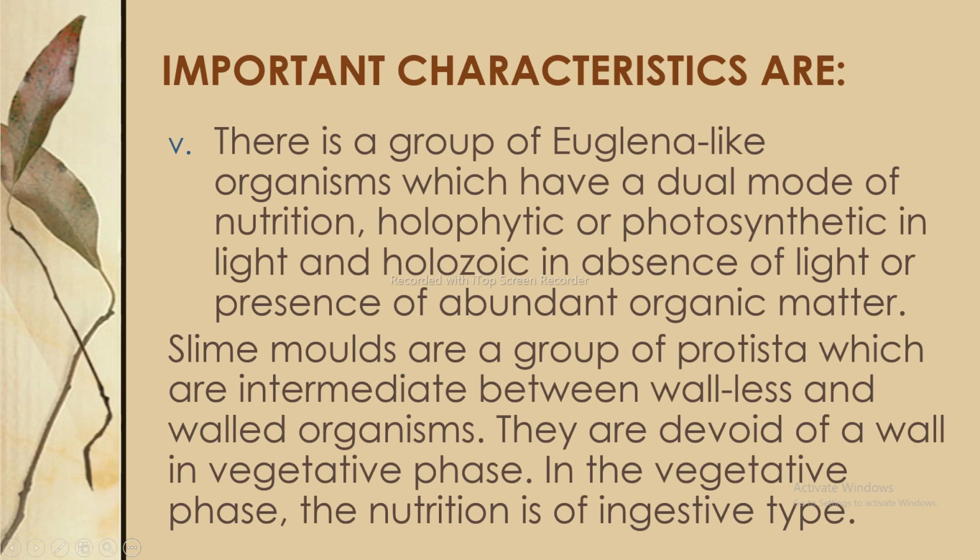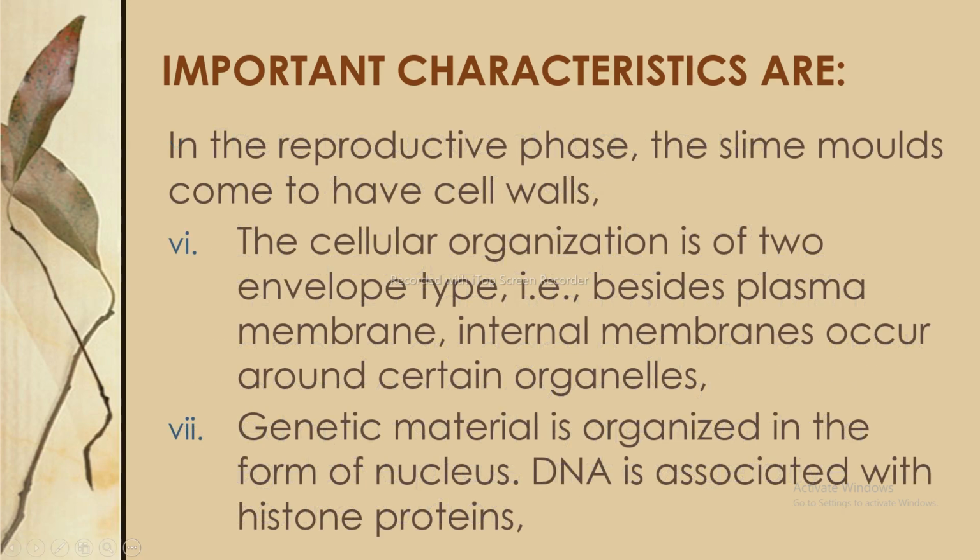Slime molds are a group of protista which are intermediate between wall-less and walled organisms. They are devoid of a wall in the vegetative phase. In the vegetative phase, the nutrition is of ingestive type. In the reproductive phase, the slime molds come to have cell walls. The cellular organization is of double envelope type. For example, besides the plasma membrane, internal membranes occur around certain organelles. Genetic material is organized in the form of a nucleus. DNA is associated with histone proteins.